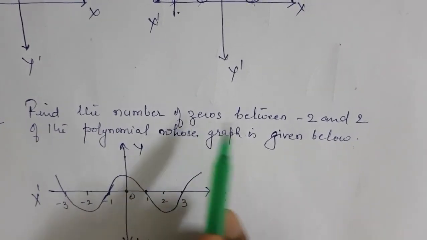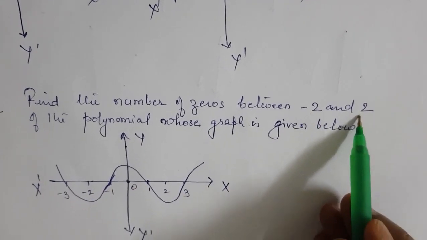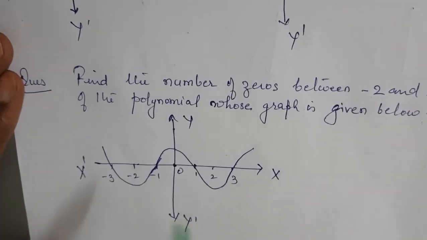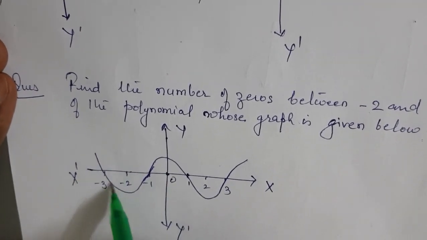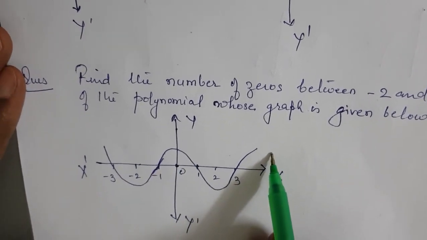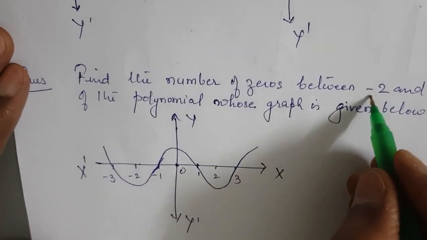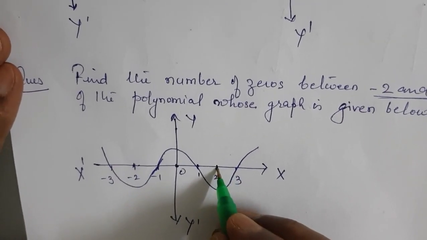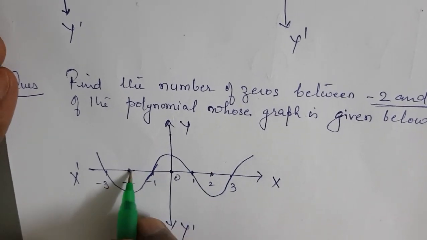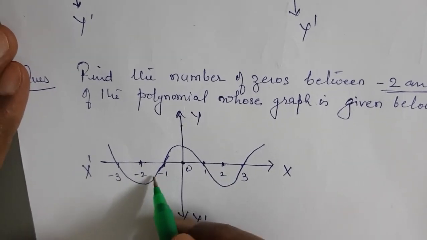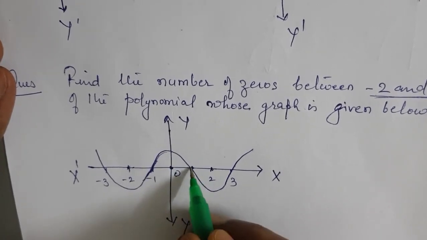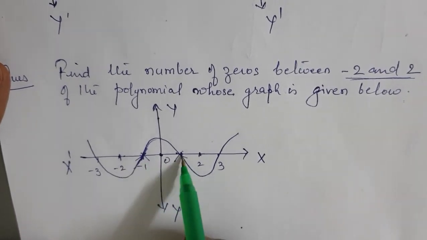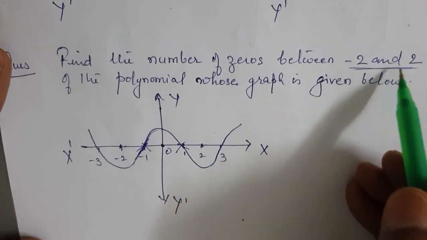Now, come to the next question. Find the number of zeros between -2 and 2 of the polynomial whose graph is given below. Here, a graph is given like this, this is the shape of the graph, right? Now, you need to find out the zeros between -2 and 2. Here, this is -2 and this is +2. In between these two, that means in this interval, the graph is crossing the x-axis at 2 points. So how many zeros will you have? You will have 2 zeros between minus 2 and plus 2.